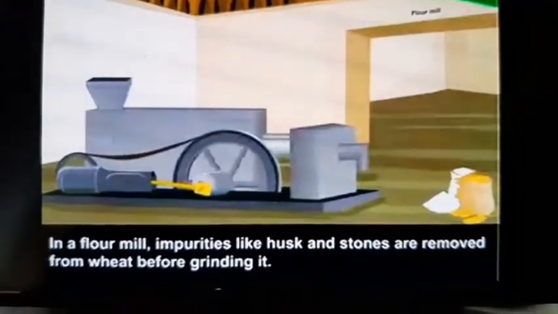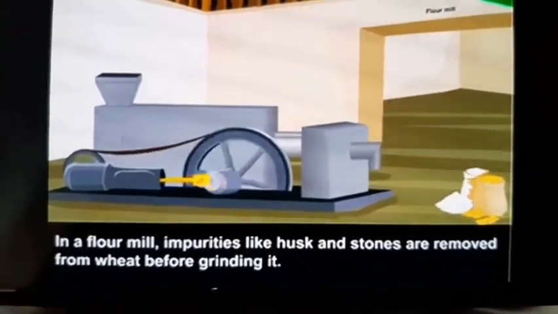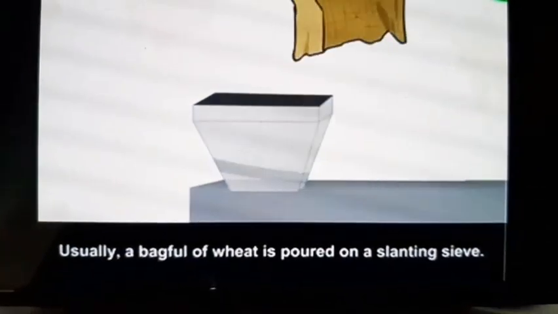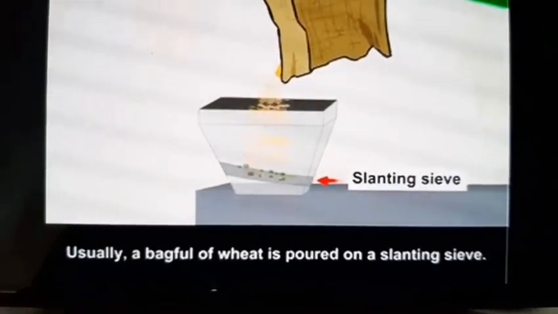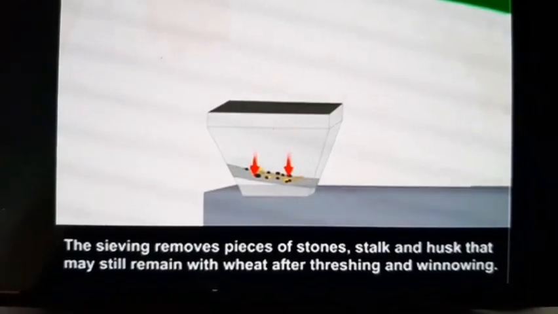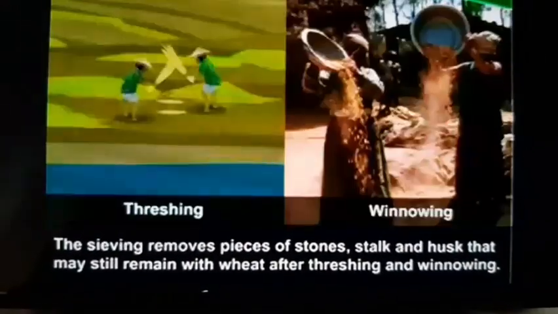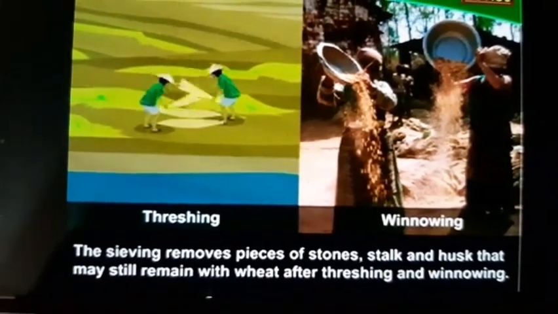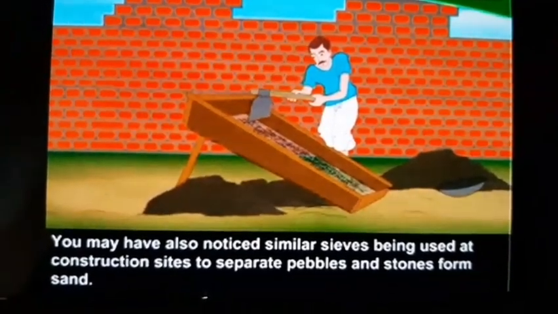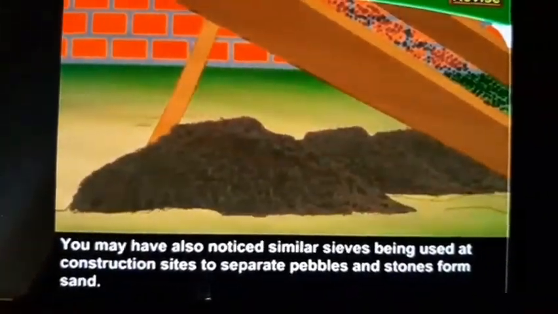In a flour mill, impurities like husk and stones are removed from wheat before grinding it. Usually, a bagful of wheat is poured on a slanting sieve. The sieving removes pieces of stones, stalk, and husk that may still remain with wheat after threshing and winnowing. You may have also noticed similar sieves being used at construction sites to separate pebbles and stones from sand.